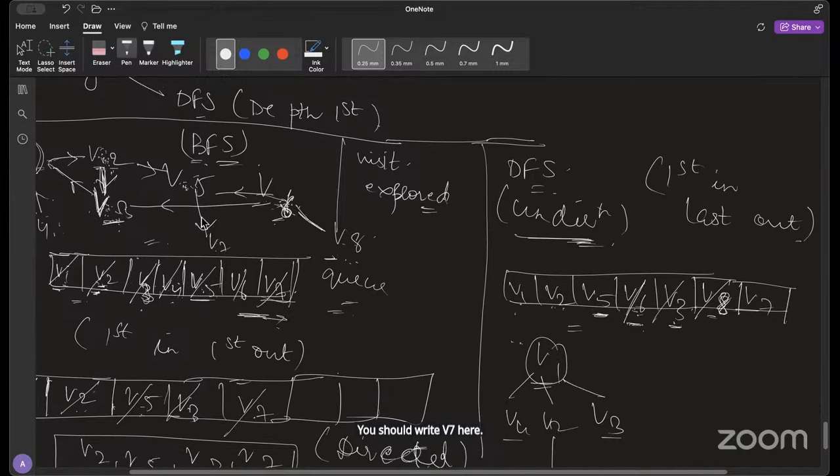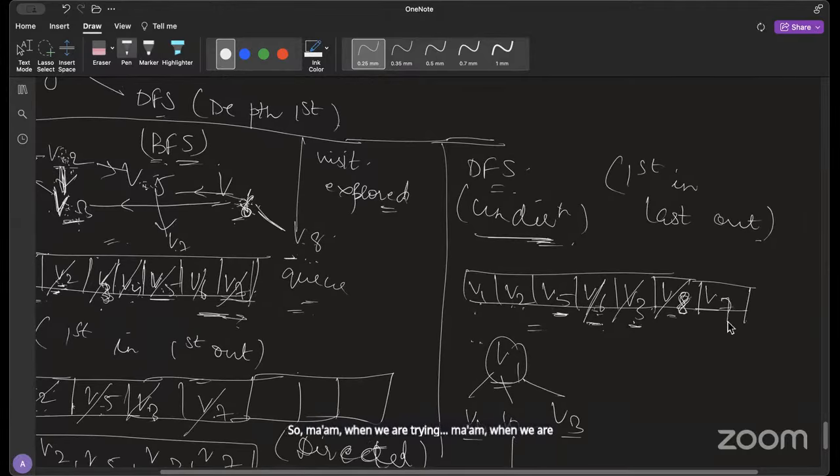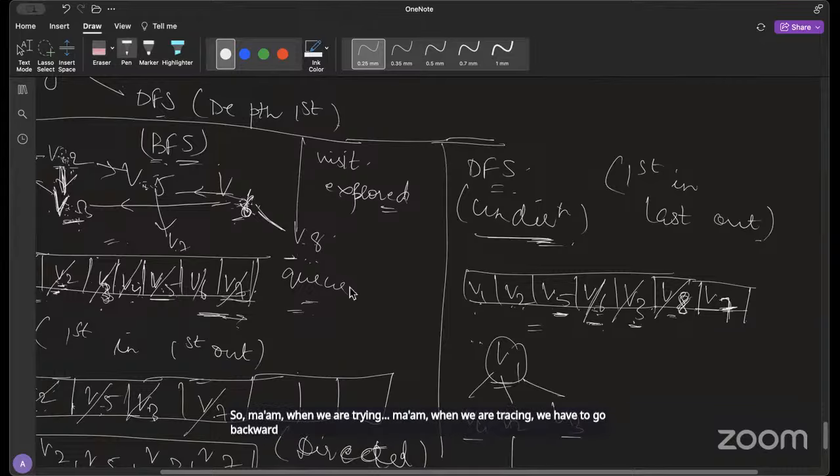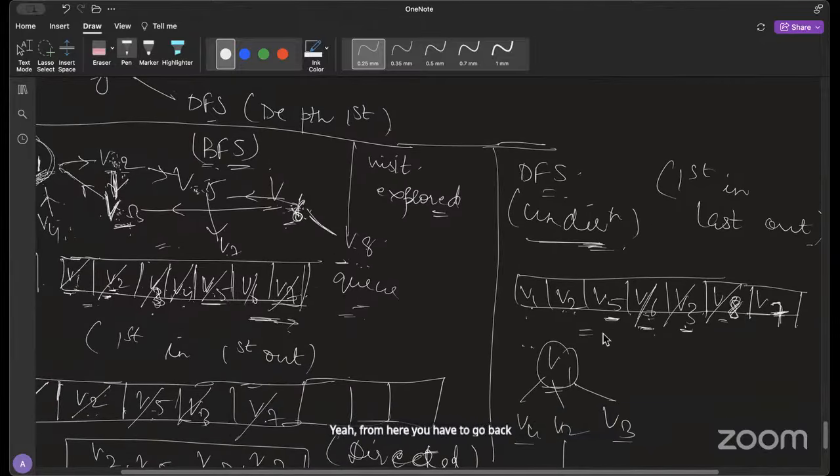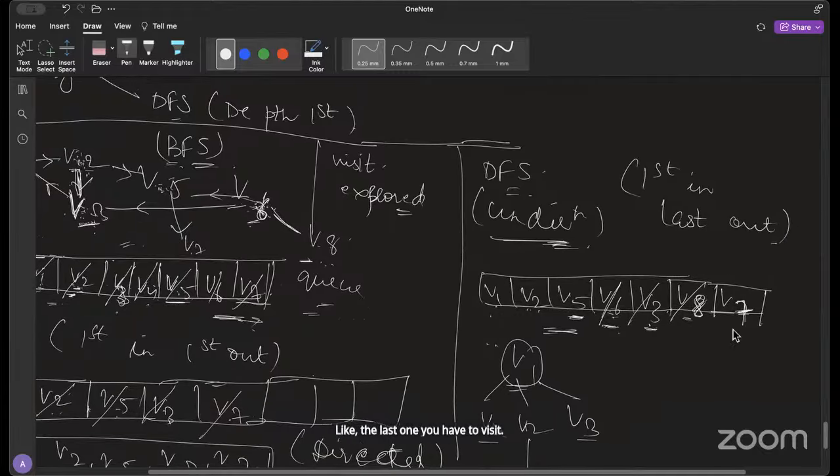Ma'am, when we are tracing, we have to go backward in a way from the graph. From here you have to go back and you can check it here, like the last one you have to visit. Now the last one is V7, right? So you should trace back from V7. V7 to V5 you will trace back here, because you came to V7 from V5 only. That's why you trace back to V5.